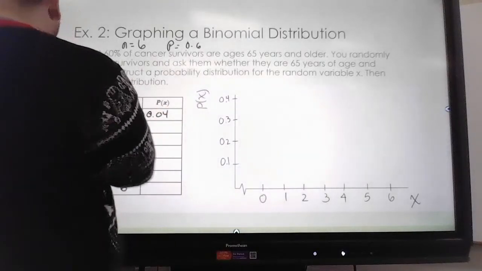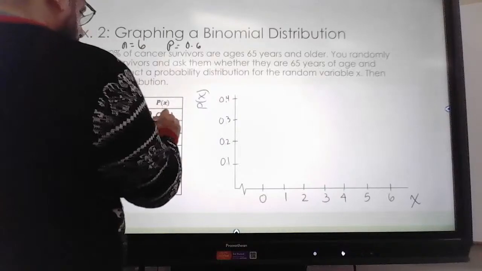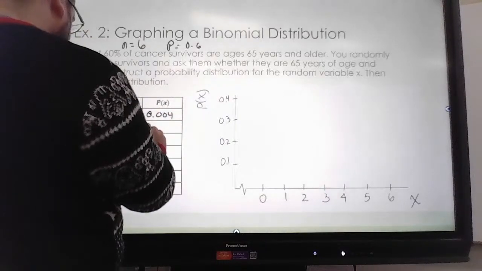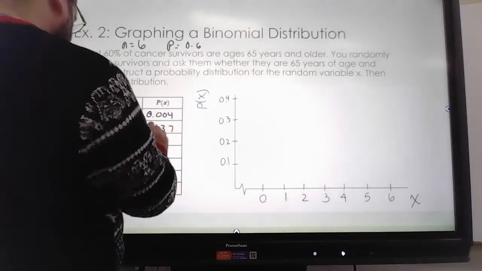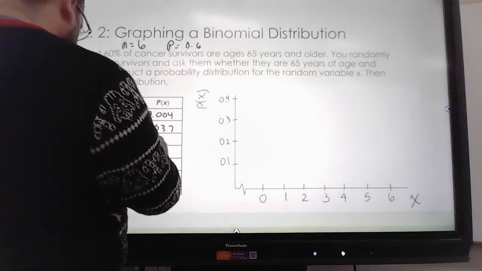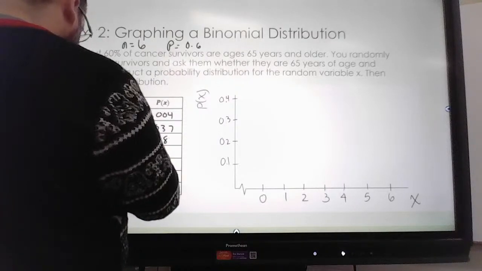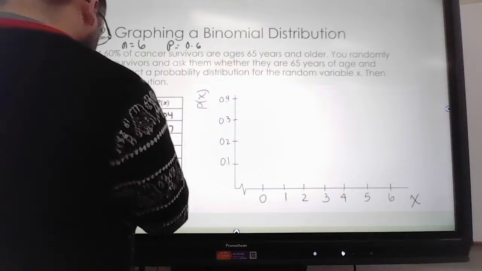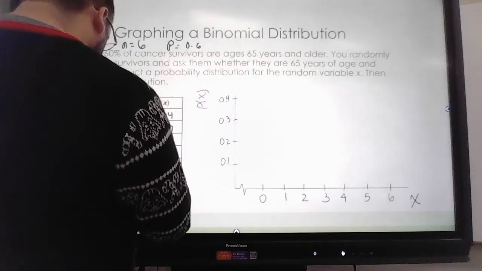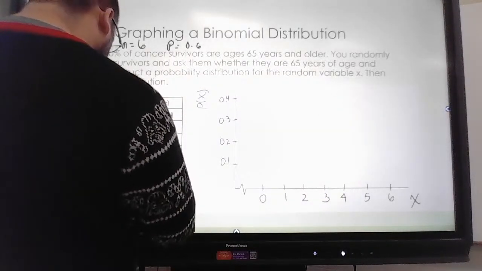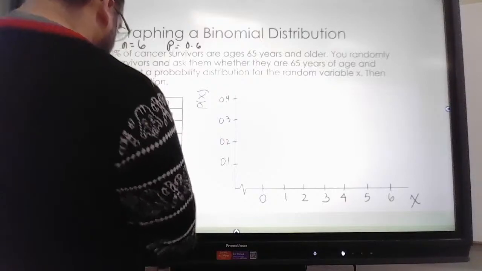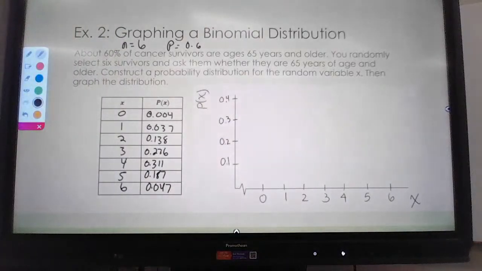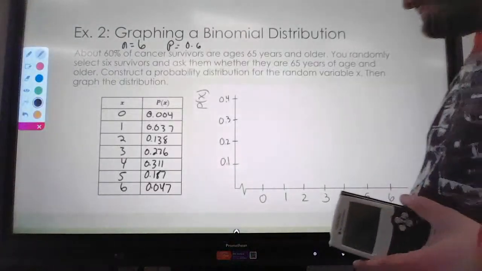0.004, I'm sorry, 0.004, I should say. 0.037, 0.138, 0.276, 0.311, 0.187, and 0.047. Okay, so let's go ahead and apply this to our histogram, starting with 0.004.